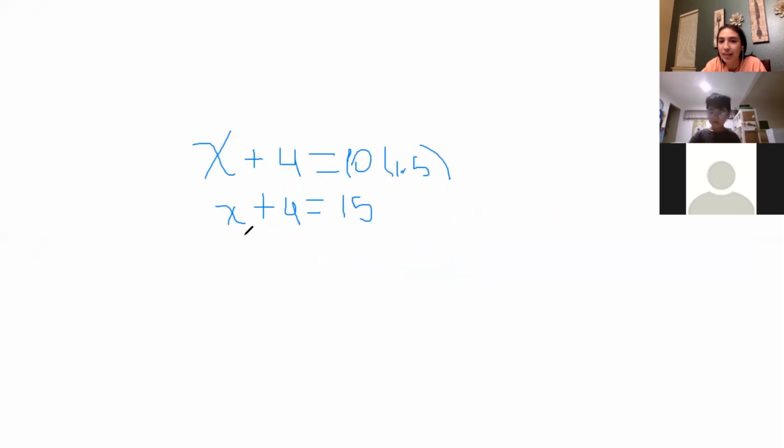And then we want to get the x by itself because that's what we're looking for. On the left side, it's saying plus 4. To get rid of a plus, we just have to do the opposite, so we say minus 4. And we also have to do it to the 15, on both sides. So then we just subtract 4 from 15, and you get 11.